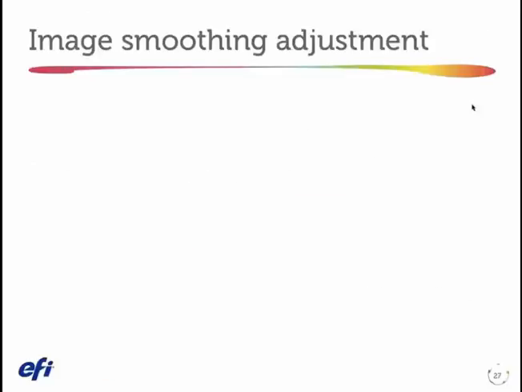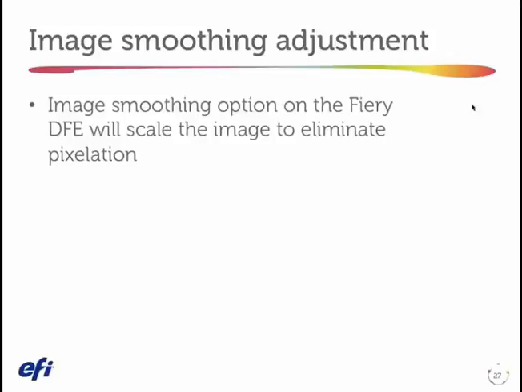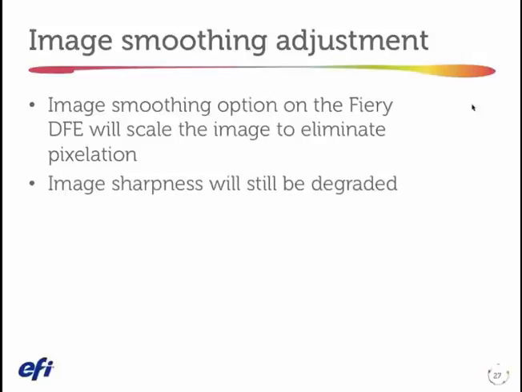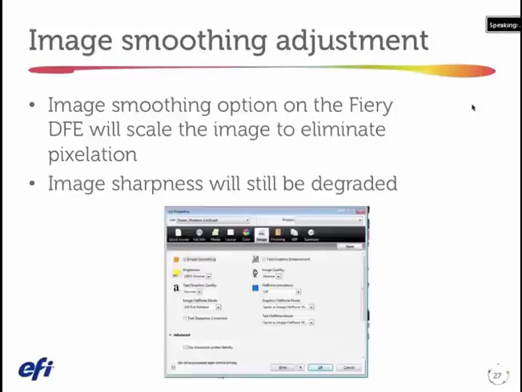One way I can solve a pixelation problem on a digital front end is to use a feature like image smoothing. So on the Fiery DFE, we have a feature called smoothing. Smoothing resamples the data for you because you don't have access to the original file maybe to go get more pixels. You're not going to get the same level of image sharpness, but it will eliminate pixelation.